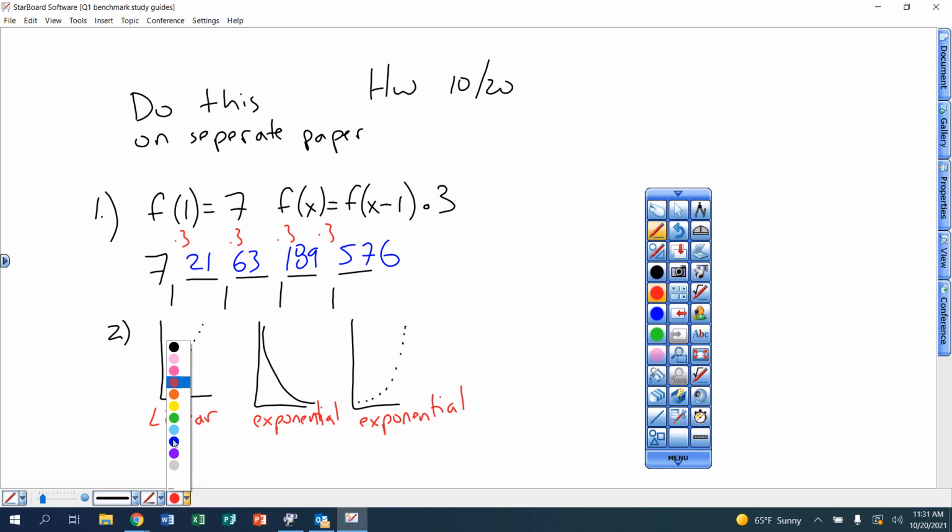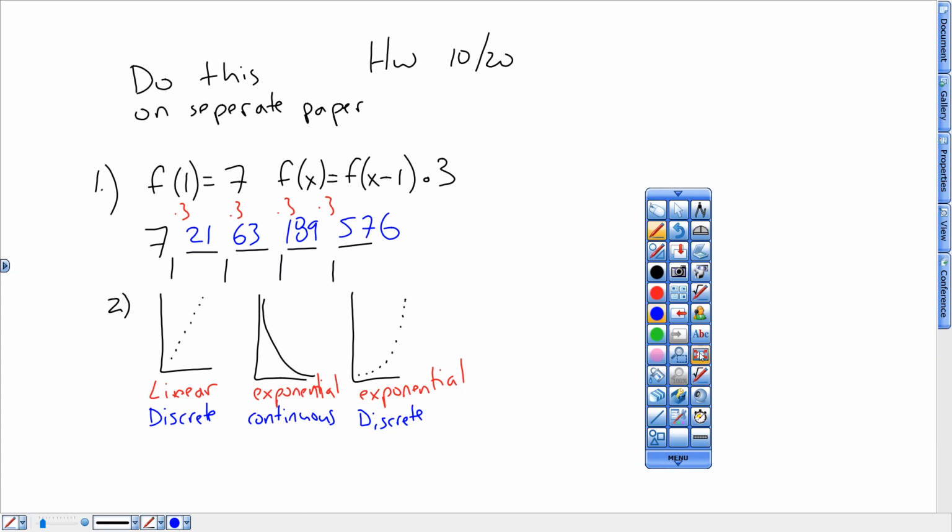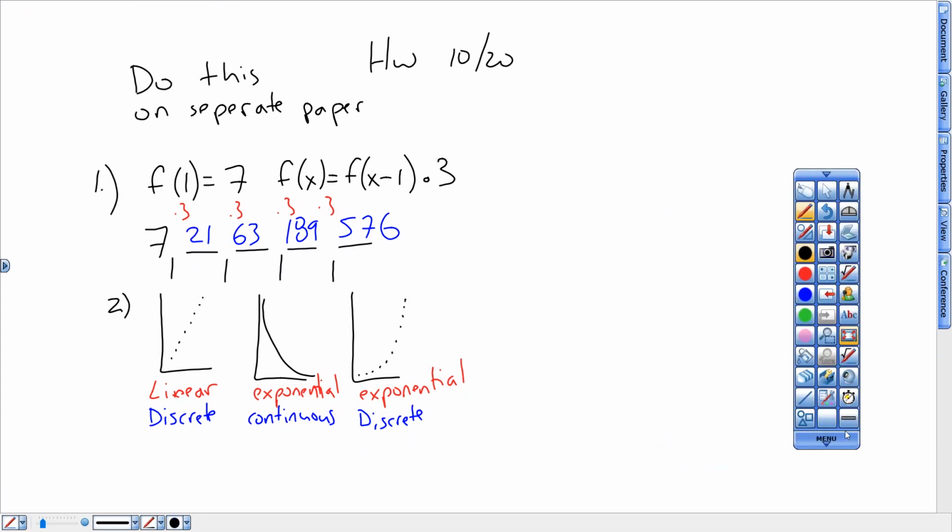The next category, dots or not. If you have dots, discrete. No dots like this one, continuous. Dots, discrete. So that first one is linear, discrete, exponential, continuous, exponential, discrete for number 2. All right, number 3, here we go.